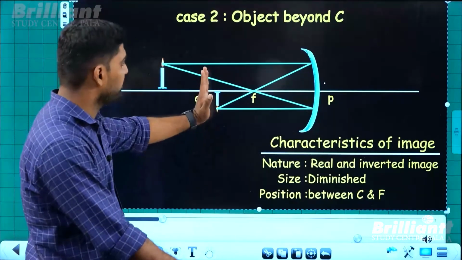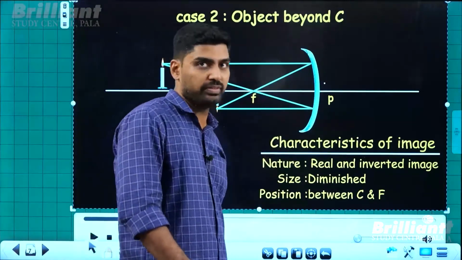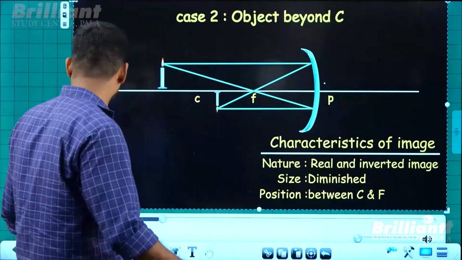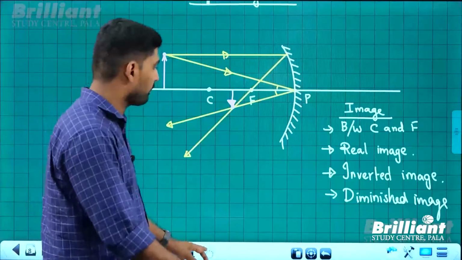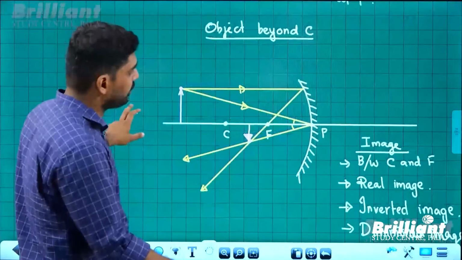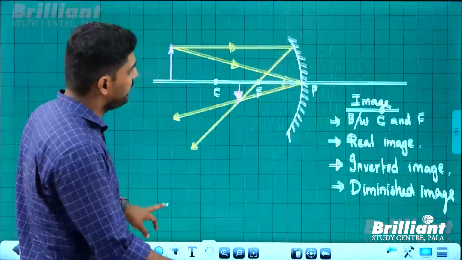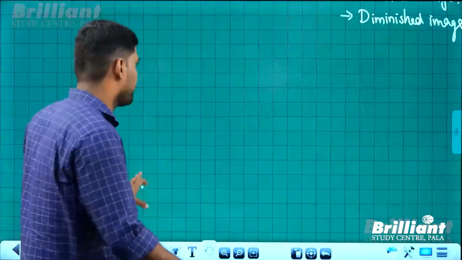If we place a screen over here, we will get an inverted image of the object on the screen. So here, what is the condition? The object is placed beyond C. Let us look at the next condition, object at C.